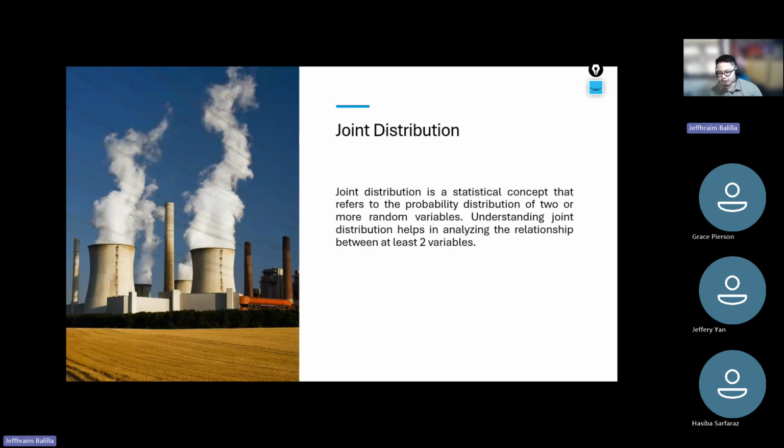So let's move on to joint distribution. So joint distribution is a statistical concept that refers to the probability distribution of two or more random variables. So what do we mean by random variables? You can think of so many things that would fall into the category of random variable. Your IQ is a random variable. It varies. Your scores, your salary, your age, those can be considered as random variables.